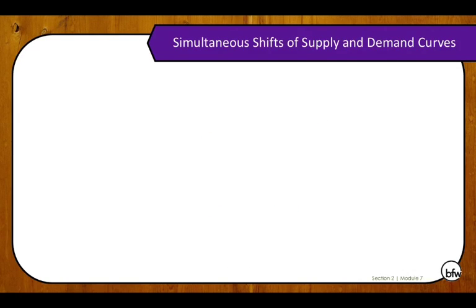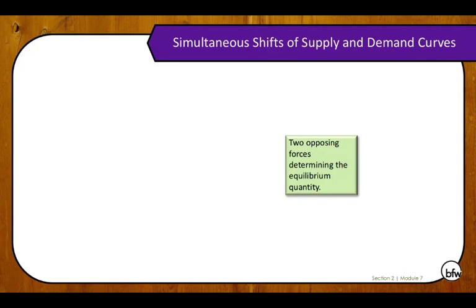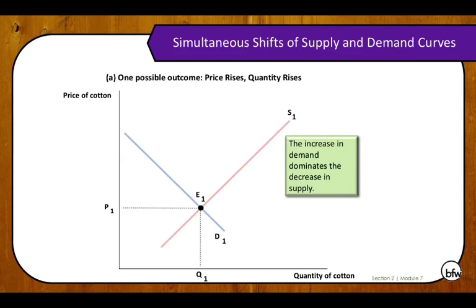So here's a summary of what we can and cannot predict when there is both a demand and a supply shift. Demand and supply move in opposite directions. When demand increases and supply decreases, the equilibrium price rises, but the change in the equilibrium quantity is ambiguous. It could rise or fall. When demand decreases and supply increases, the equilibrium price falls, but the change in the equilibrium quantity is ambiguous. We're uncertain. Why is that? Well, because we have two opposing forces at work here.